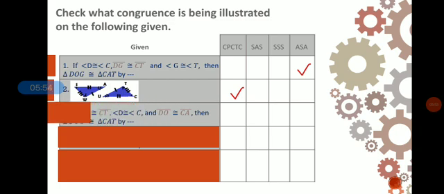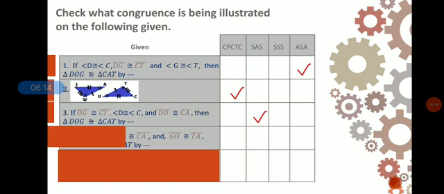How about the third question? If side DG is congruent to side CT, angle D congruent to angle C, side DO congruent to side CA, then what postulates is being illustrated? Tama, ayan ay isang SAS. Number 4, konti na lang. If side DG is congruent to side CT, side DO congruent to side CA, and side GO congruent to side TA. So, mapapansin nyo, wala naman lumabas na angles, di ba? So, may clue na tayo that ang number 4 ay isang SSS Congruence Postulate.